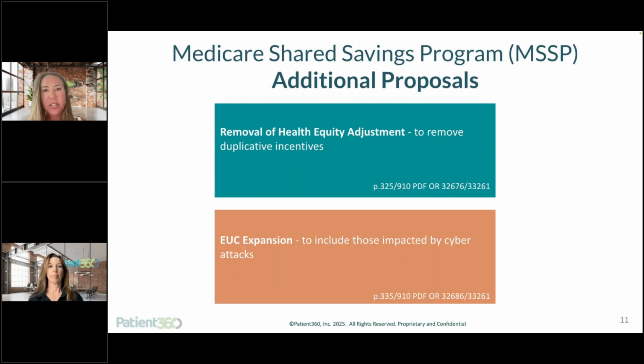So here are some questions I want you to ponder, and this is probably what we're going to provide comments on as well with these scenarios. Expanding the EUC to include cyber attacks in the pool of reasons is helpful, but the scenarios of the 20% of beneficiaries or the legal entity location don't cover all the conditions, at least what we've seen here at Patient 360 with our various ACOs.